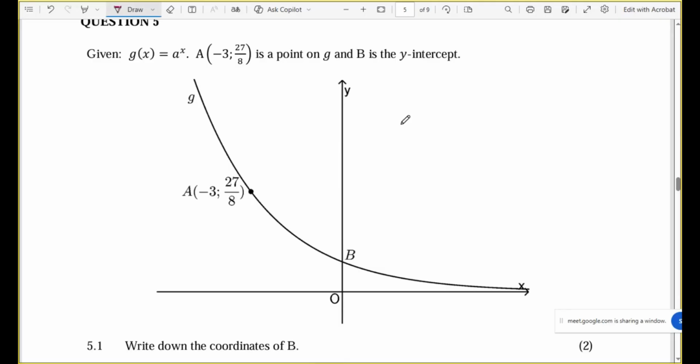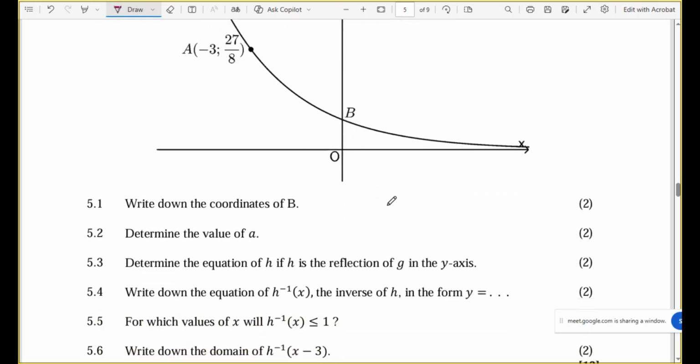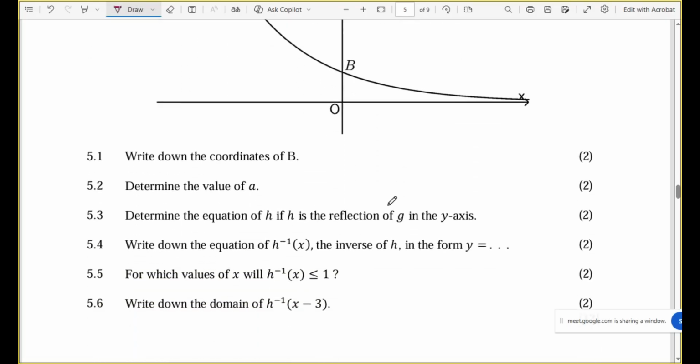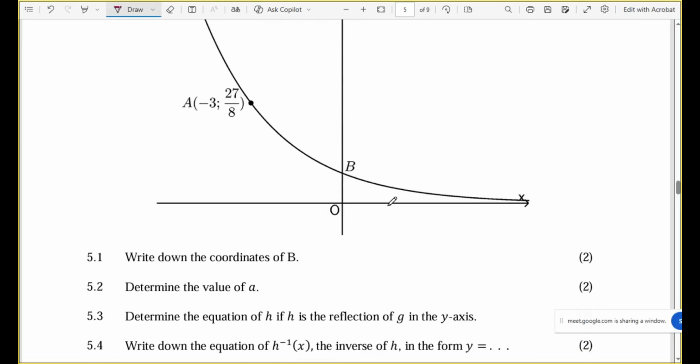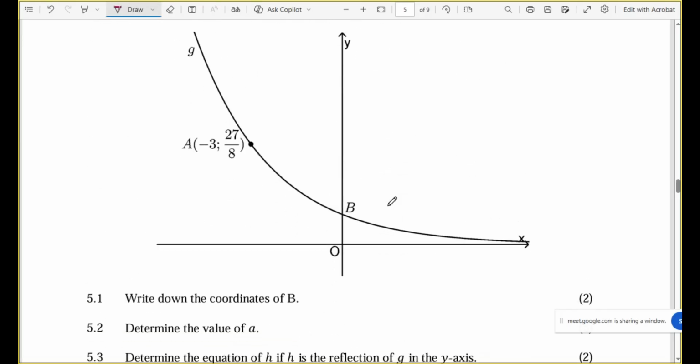Given g(x) is equal to a to the power x, it's a point on g, and B is the y-intercept. So this is what we are given, and let's answer the question. Let's just go straight to the questions. Wow, I see. This is going to be an easy one again. So the first question, 5.1, let me check the time. Okay, still 40 minutes. Write down the coordinates of B.